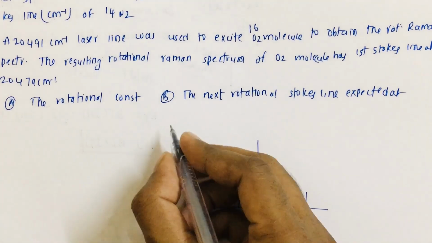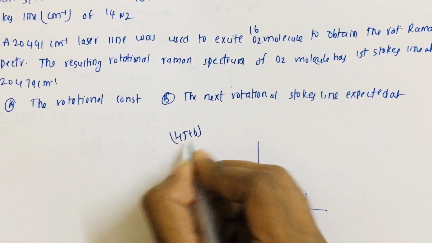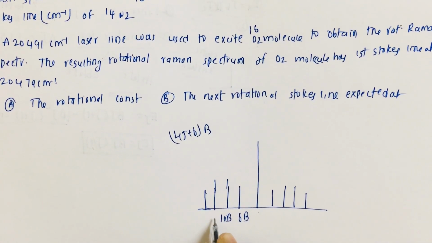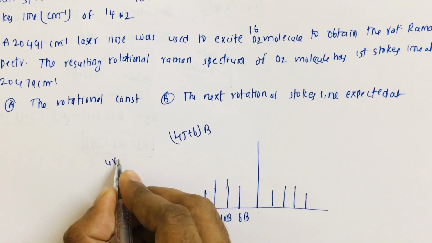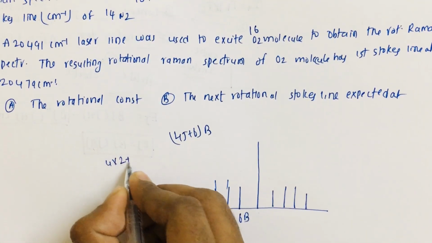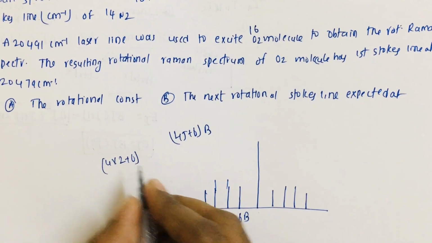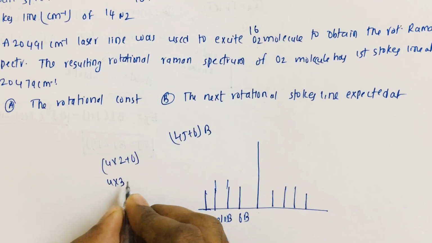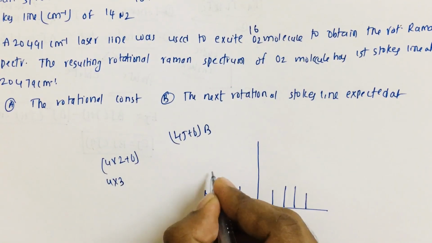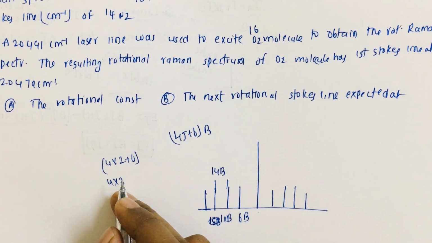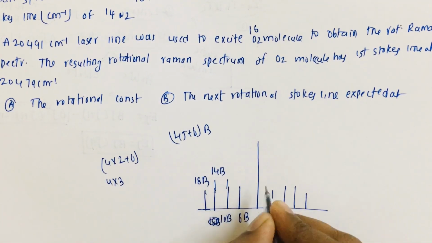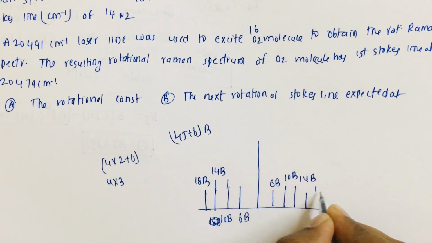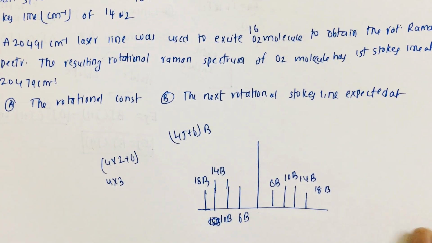So this is 0. We have the principal 4J plus 6B. So for 0 it will be 6B, and this will be 10B, and like that. 4 into 1 is 4, plus 6 is 10B. 4 twos are 8, plus 6 is 14B. 4 threes are 12, plus 6 is 18B. So like this: 6B, 10B, 14B and 18B. So this is the diagram.